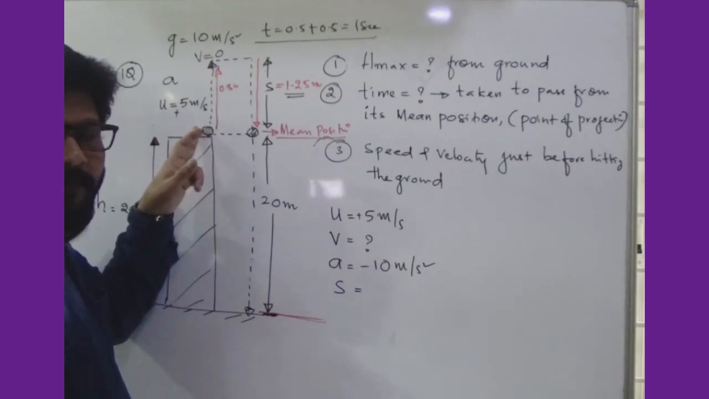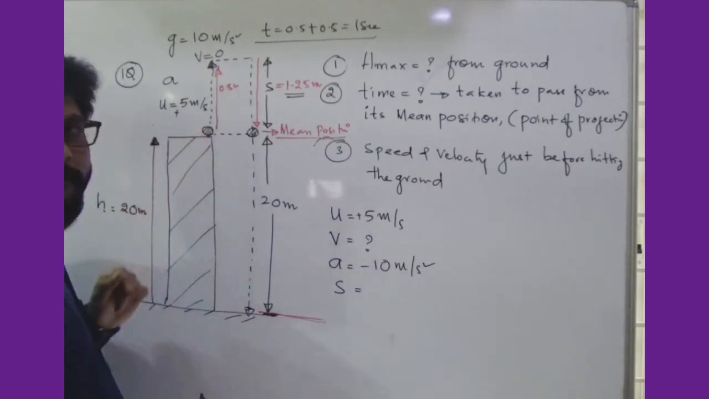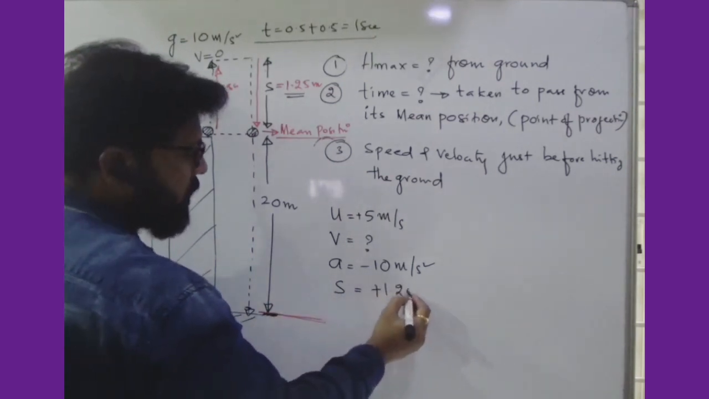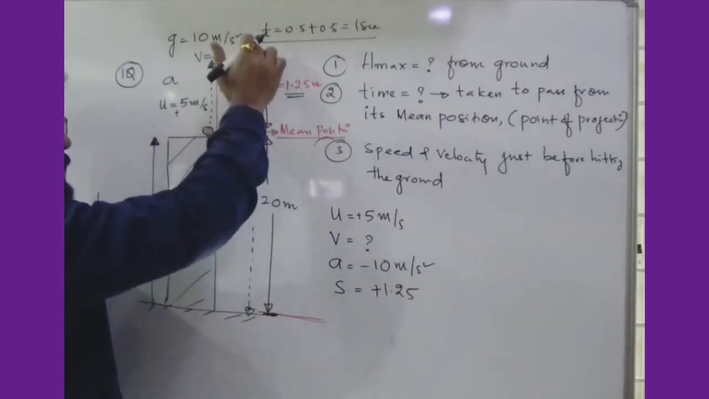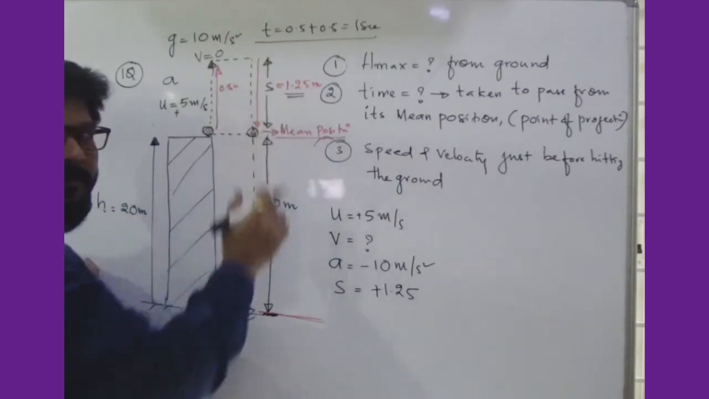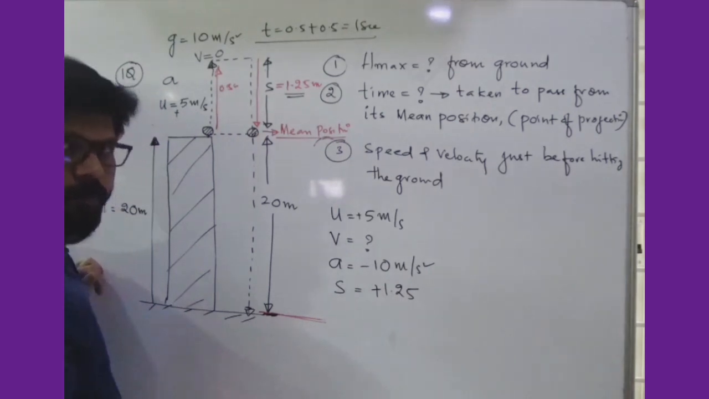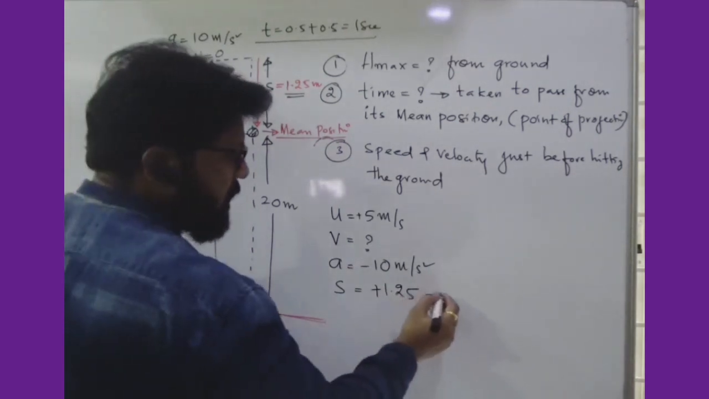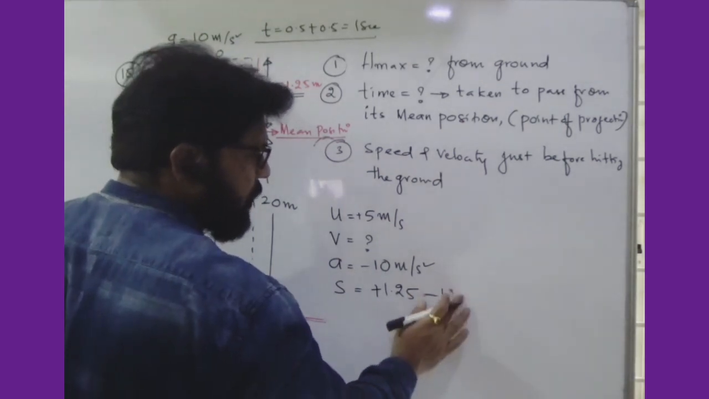Positive or negative going upwards? Positive. That means plus 1.25 meters. Next, again it is coming till the mean position, 1.25. Here, is the displacement positive or negative? Negative. That means minus 1.25.